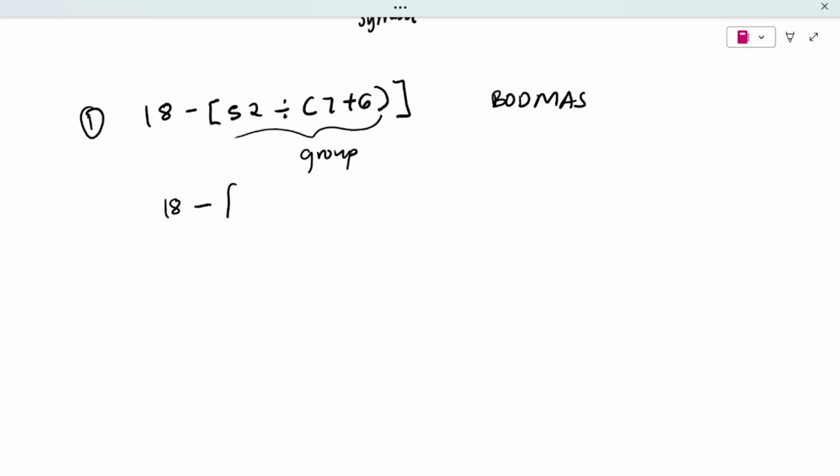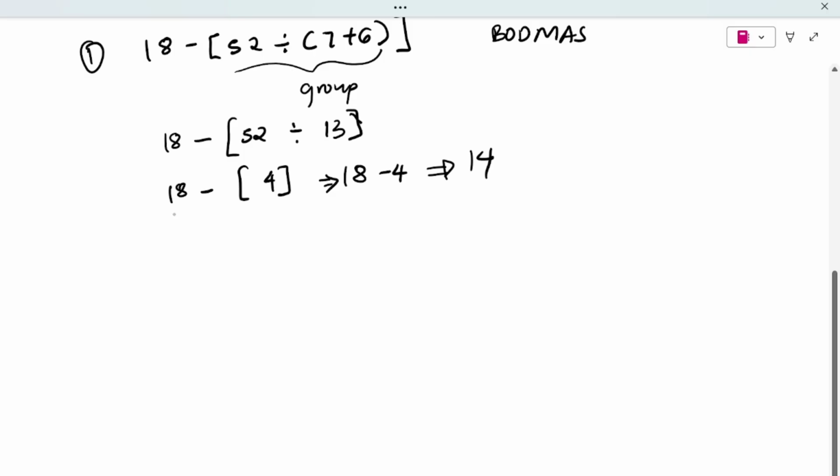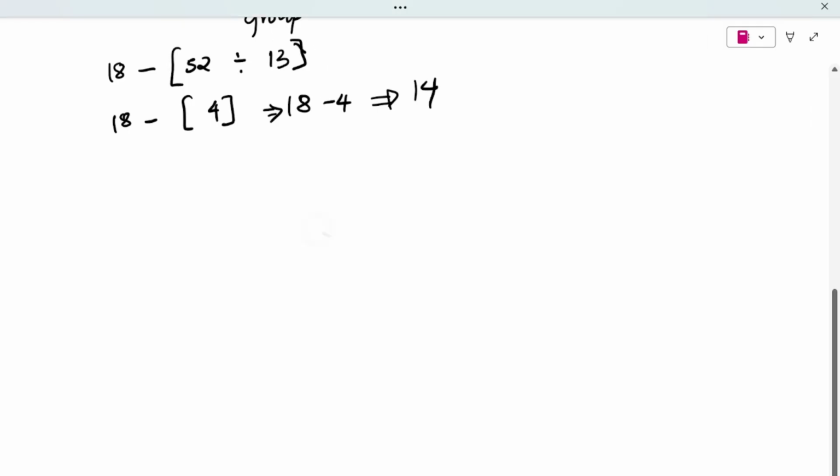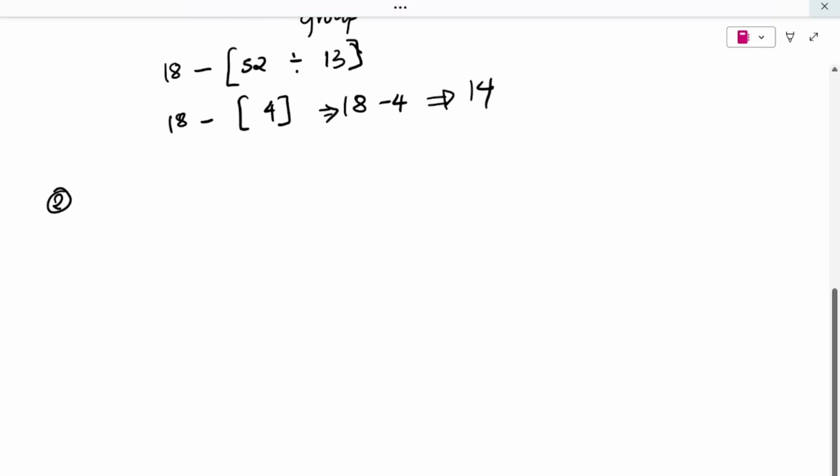So 7 plus 6, that is 13. So 18 minus 52 divided by 13, that is 4. If we remove the brackets, it's going to be 18 minus 4, which is 14. So this is the answer. We did simplify the expression in this group example.